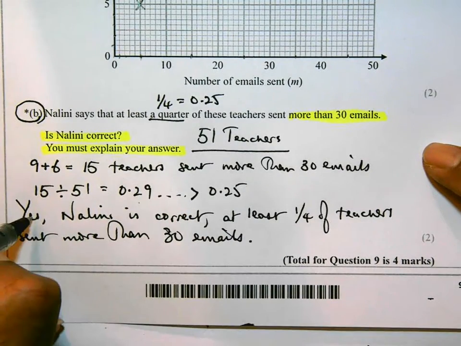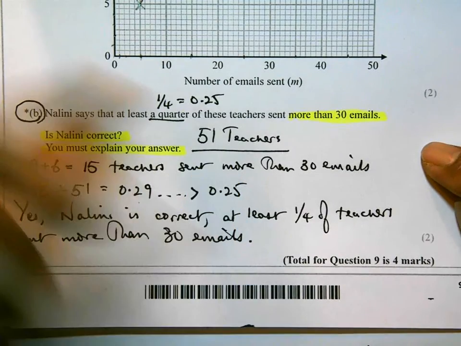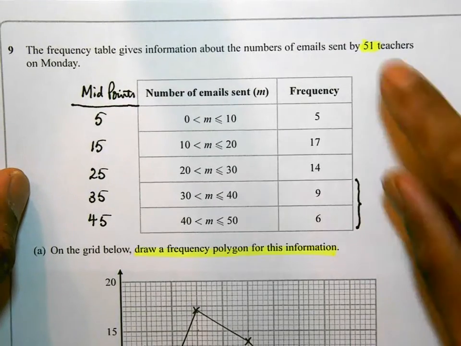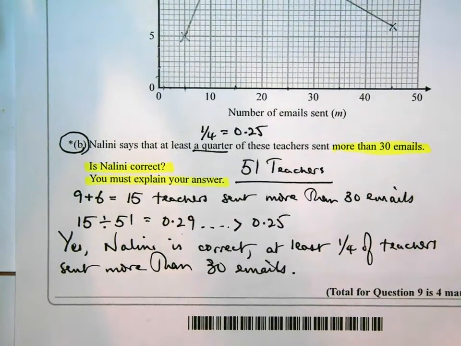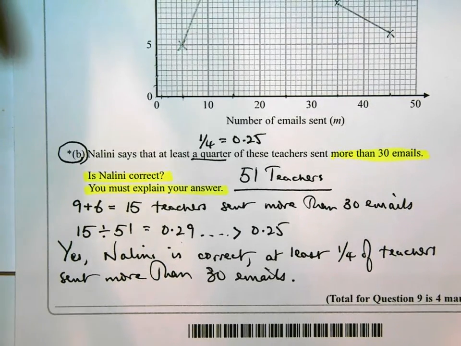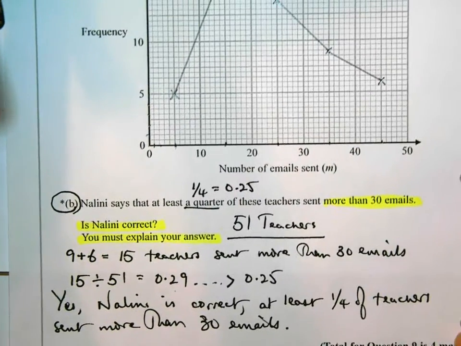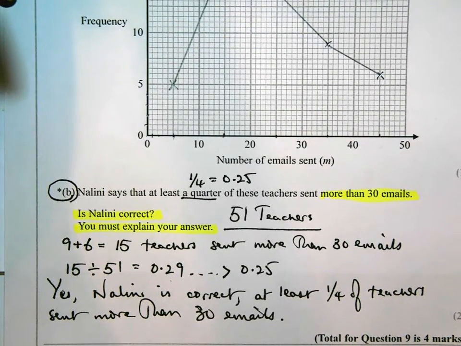All right, and remember that because there's a star next to this question, you do need to write a sentence. The 51 teachers, we picked that up from the very first line of this question, all the way at the top. Okay, all of these numbers are useful. You do need to make a mental note of the information that you're given. That's why it's useful to underline the information as you read through it. Do take your time in this question. It is a pretty straightforward question. Drawing the frequency polygon, as well as answering part B, you should be able to get all the marks in this question.